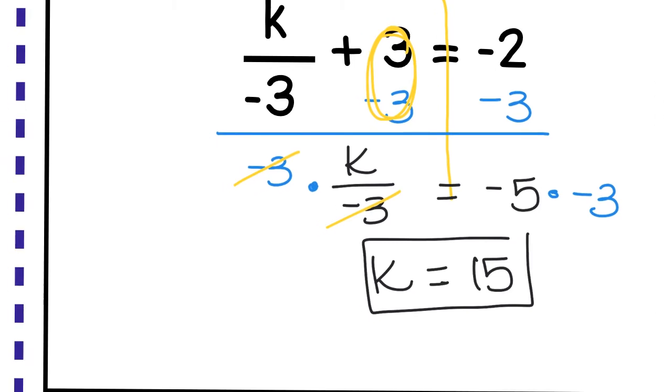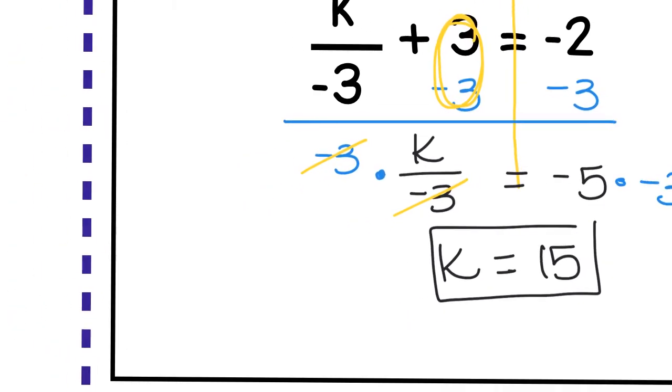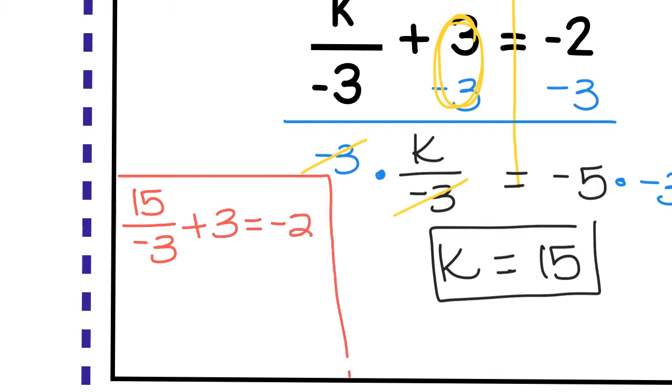Time for a quick check on this one. All right, so n, I'm going to substitute with my 15 divided by negative 3 plus 3 equals negative 2. Let's follow the order of operations. 15 divided by negative 3 is negative 5. And if I add 3 to that, I get negative 2. So I have proven my answer to be correct.